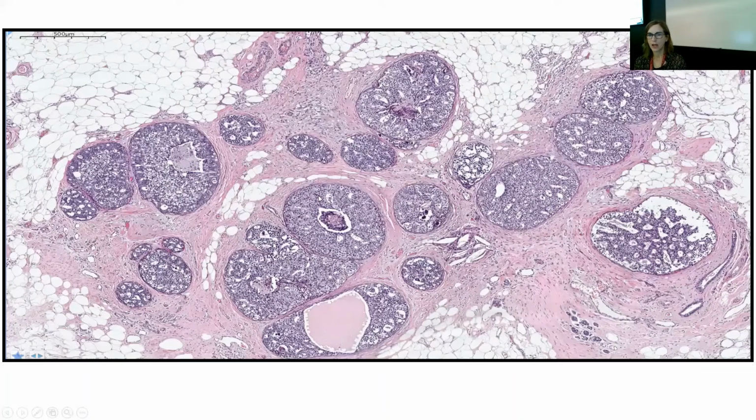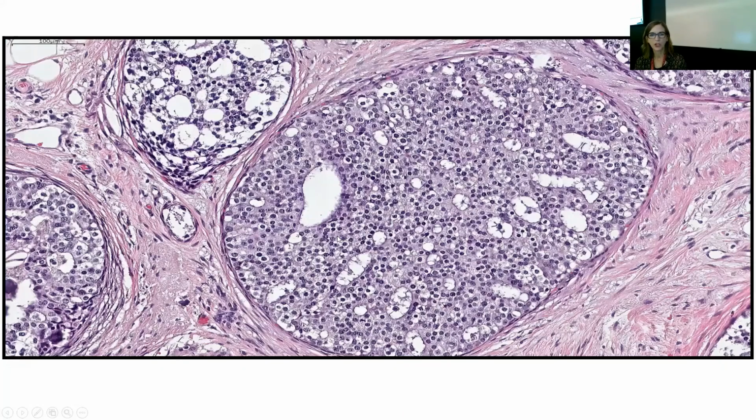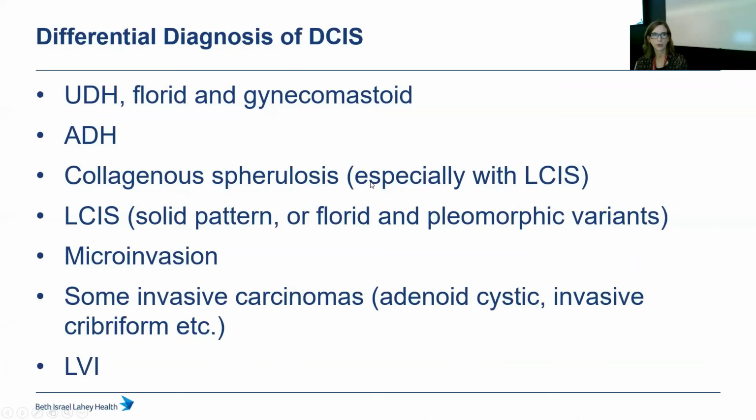And here's just another nice example of DCIS. We've got multiple spaces involved. It's quite extensive. You can see that it's a monomorphic population with polarization of the epithelial cells around spaces that are round, regular, and fairly evenly distributed throughout the duct. It's never perfect, right? Some of the spaces are more slit-like, but a majority are round and evenly distributed.